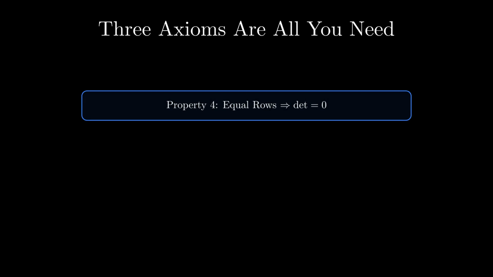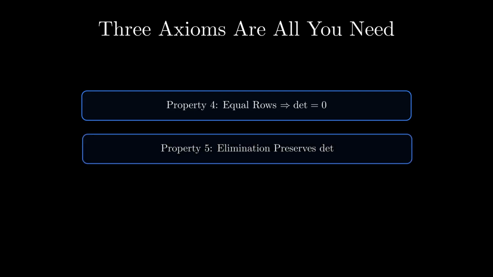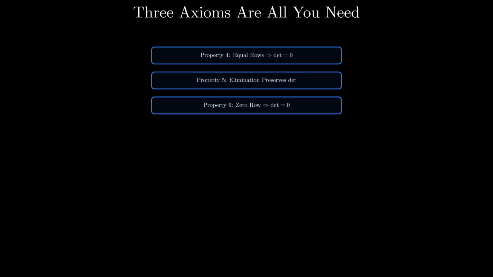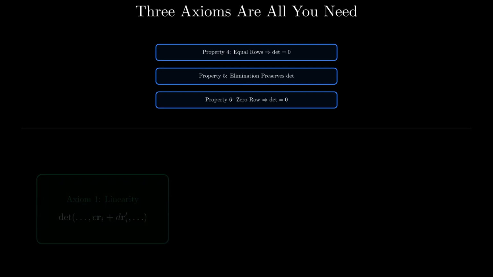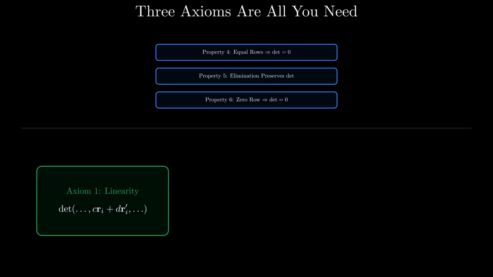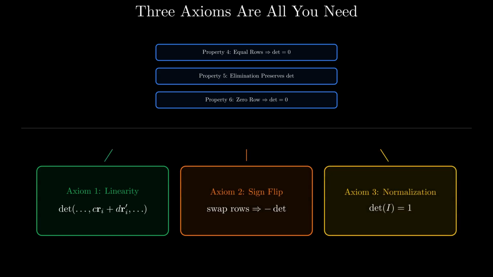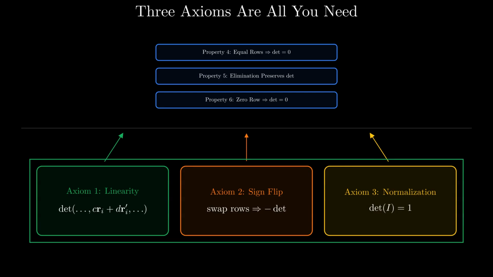Property 4, equal rows force the determinant to 0. Property 5, elimination, leaves the determinant unchanged. And property 6, a 0 row forces the determinant to 0. 3 proofs from 3 axioms, all in under 5 minutes. Those 3 axioms are linearity in each row, sign flip when rows are swapped, and the determinant of the identity matrix equals 1. Here's our toolkit.